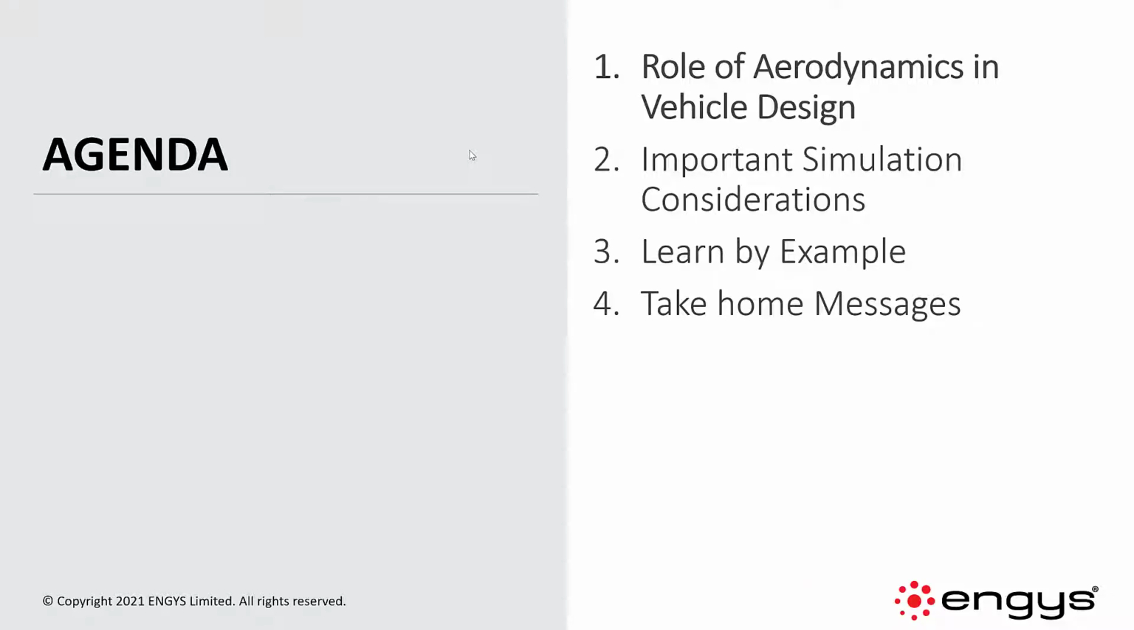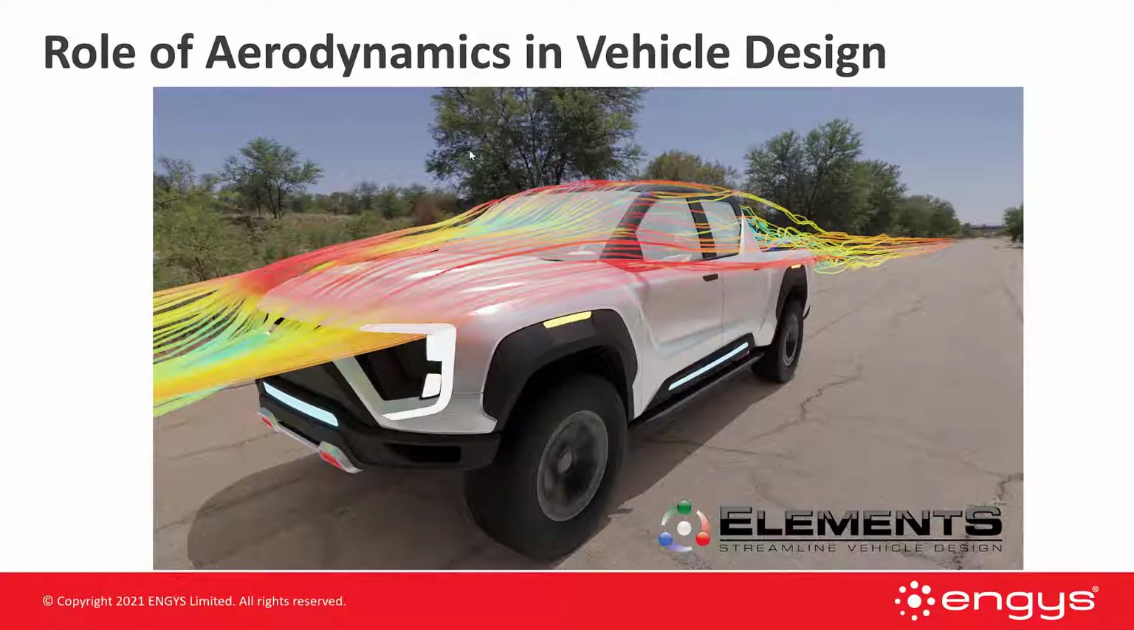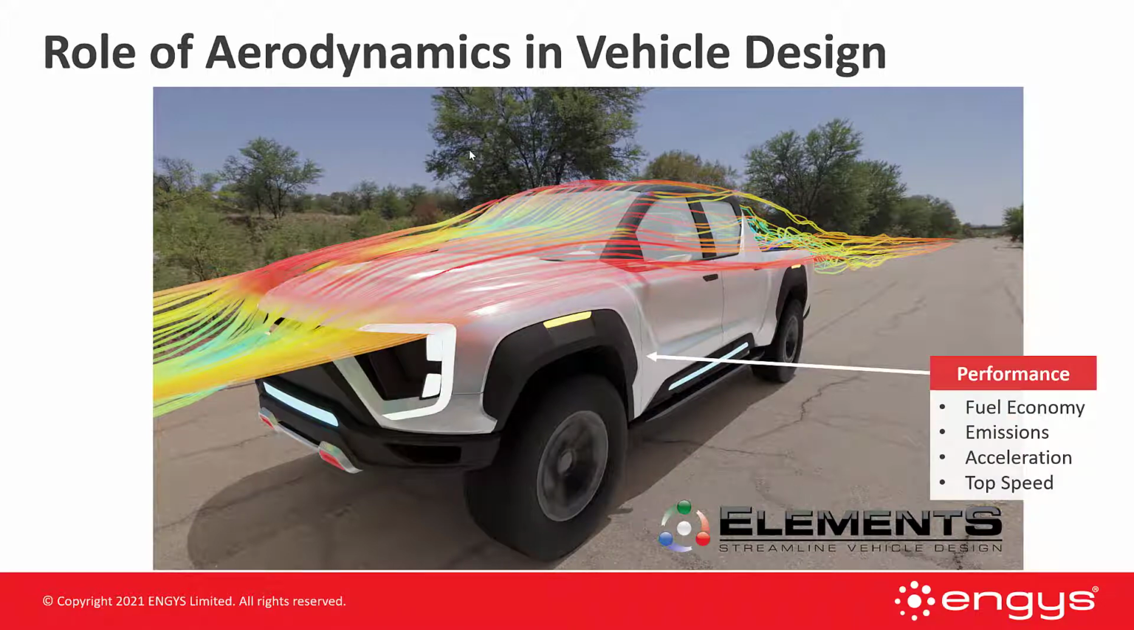First off, let's talk about the role of aerodynamics in vehicle design. Then we'll talk about some important simulation considerations. Then we'll actually dive into the learn by example, and I'll leave you with a few take-home messages. When we think of aerodynamics and vehicle design, I think the first thing that comes to mind, and probably the number one, is about aero performance. And that directly relates to fuel economy, to emissions, to acceleration, to top speed, but has many other implications and many other areas that we need to think about.